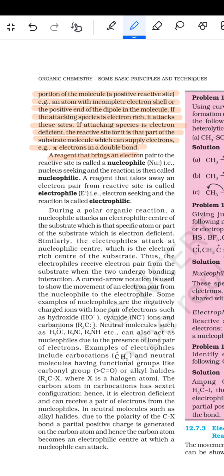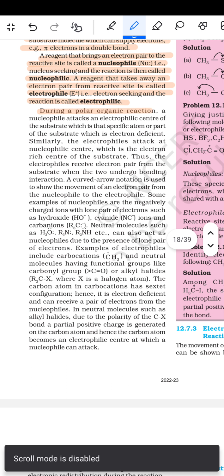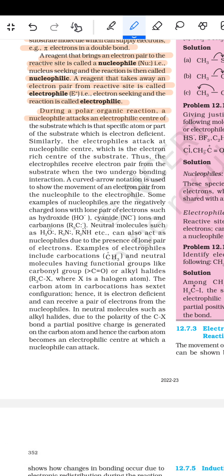A reagent that brings an electron pair to the reactive site is called a nucleophile. That means nucleus seeking, and the reaction is called a nucleophilic reaction. A reagent that takes away an electron pair from the reactive site is called the electrophile. That means electron seeking, and the reaction is called the electrophilic reaction. During a polar organic reaction, a nucleophile attacks an electrophilic center of the substrate, which is that specific atom or the part of the substrate which is electron deficient.